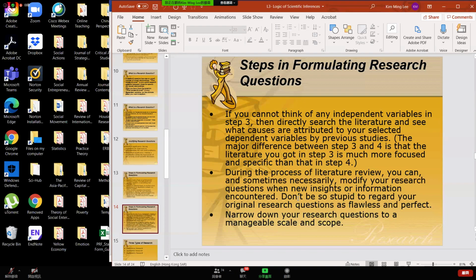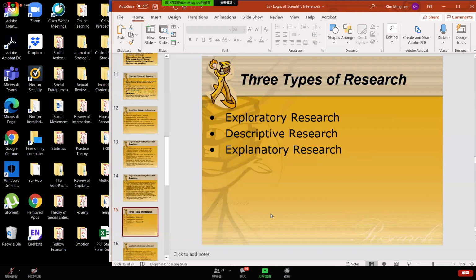You can always try to find out more literature to refine your research question. Okay, and related to research question, actually we have several types of research we can do. The first one is exploratory. Exploratory research question is most likely related to qualitative research.